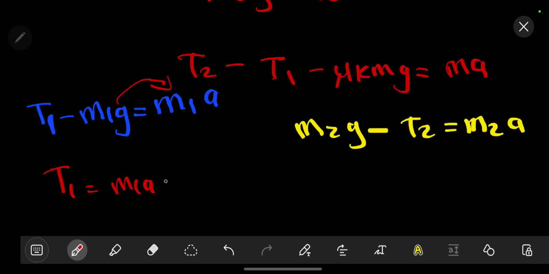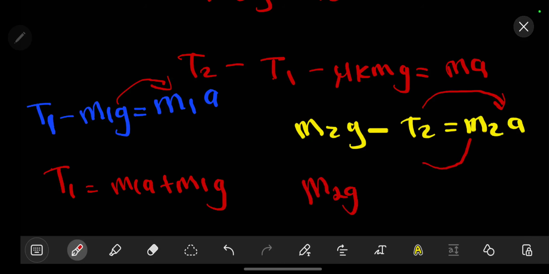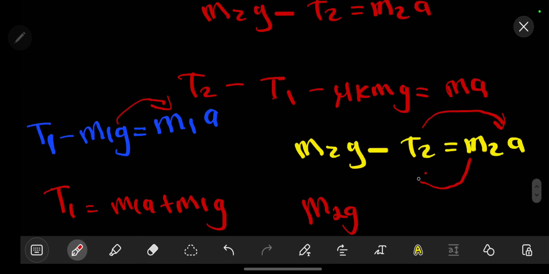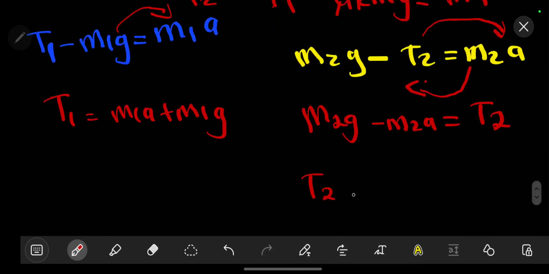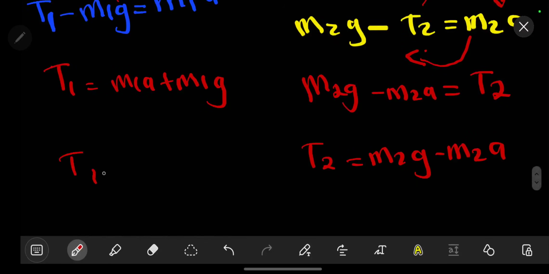So we have our M1A plus our M1G like that. Then you are going to take this side so that it becomes positive. So we have our M2G, then this one shall be taken to the other side, which will give us minus our M2A should be equal to tension number 2. So that means you can write tension number 2 is equal to M2G minus M2A. I've just rewritten the equation. T1 is equal to M1A plus our M1G.